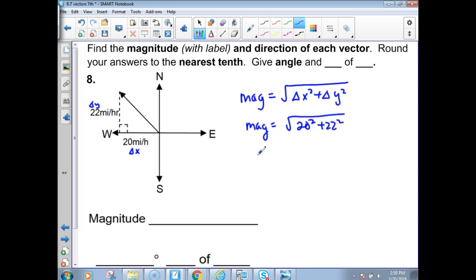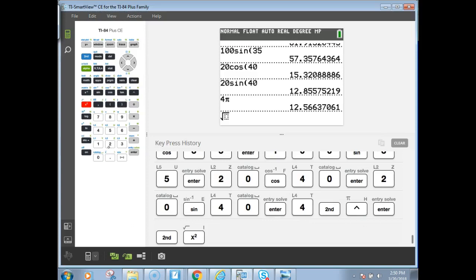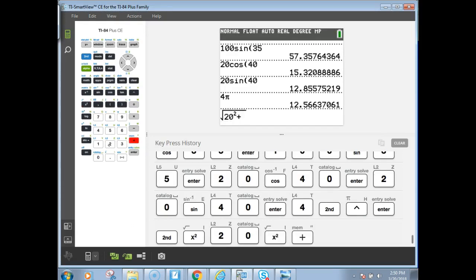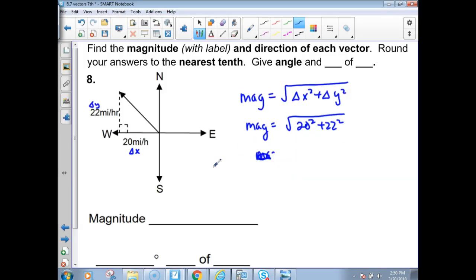You can go ahead and type all that on your calculator. We'll just put the answer in the blank here. Second, x squared, and just go ahead and type in the 20 squared plus 22 squared. And then we got 29.7. And it needs to have the same label as this. So 29.7 miles per hour.